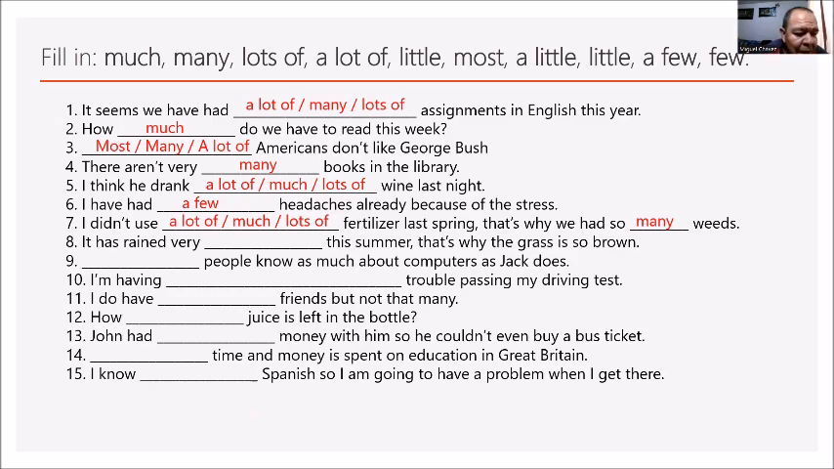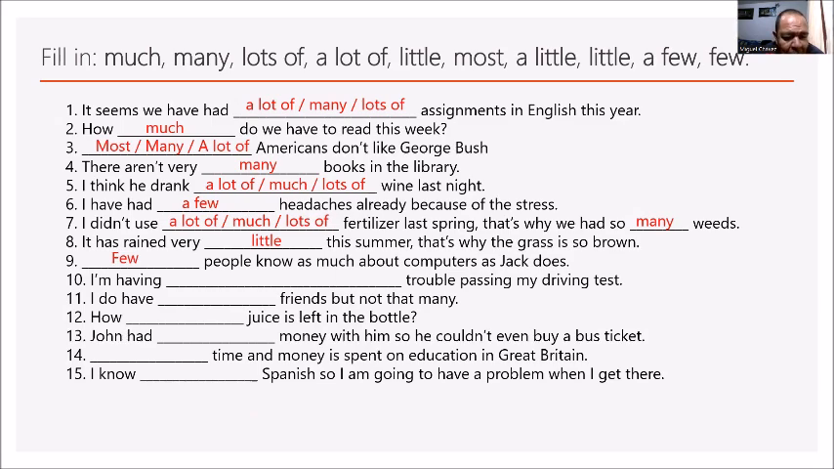Number 8, it has rained very this summer. That's why the grass is so brown. It has rained very little this summer. That's why the grass is so brown. Number 9, people know as much about computers as Jack does. Few people know as much about computers as Jack does.